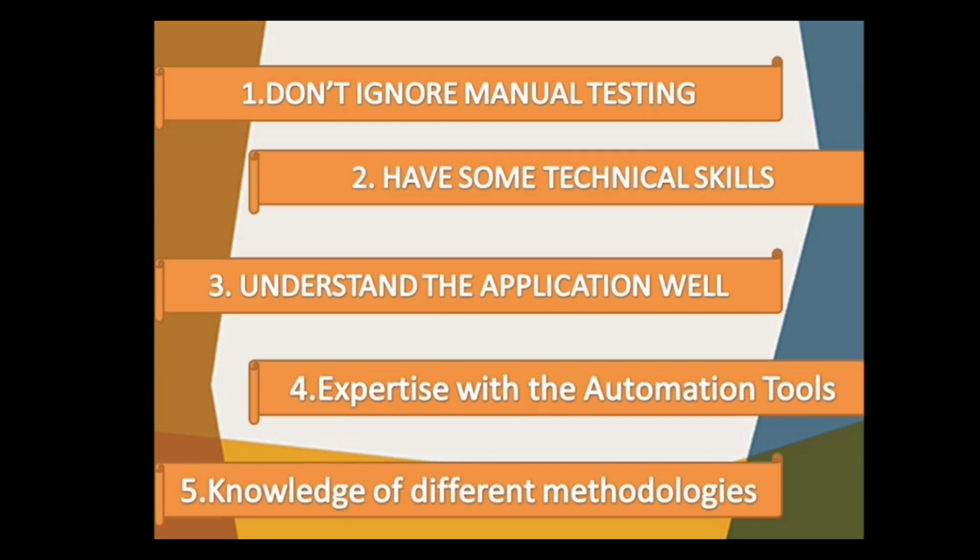Okay. Then the fourth point is that you need to gain expertise with the automation tools. Select any tool like Selenium, QTP, and gain expertise with it. Then the fifth point is knowledge of different methodologies like the Agile methodology and the DevOps methodology. We have the V model. So you need to know these different methodologies as well.